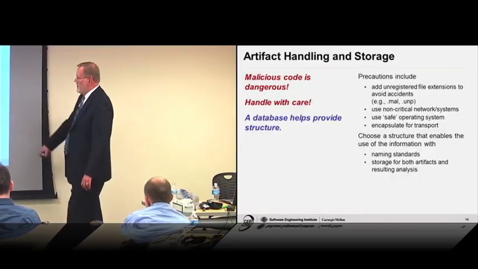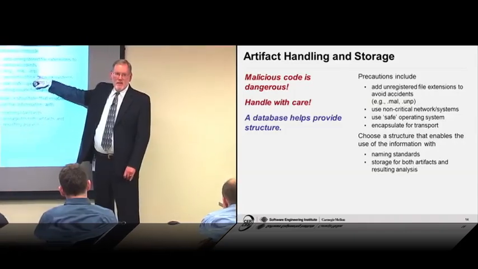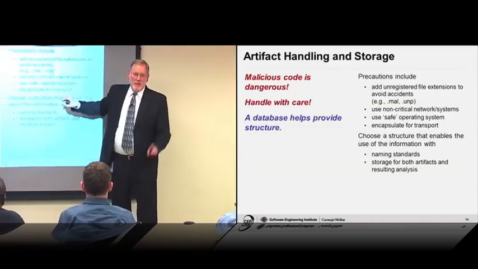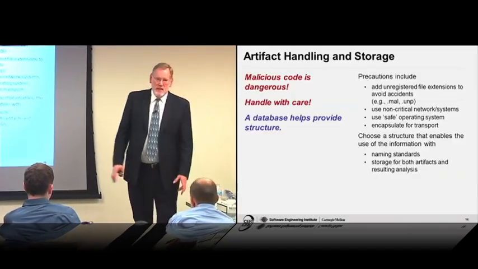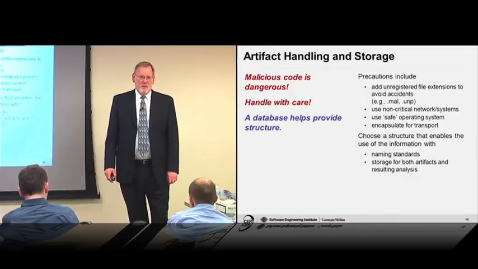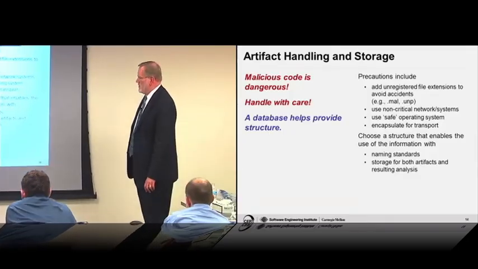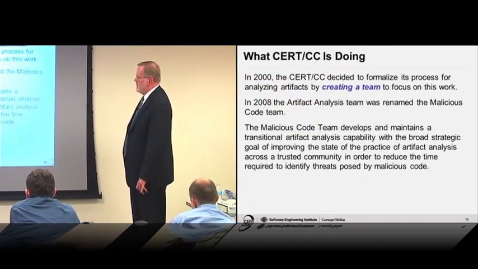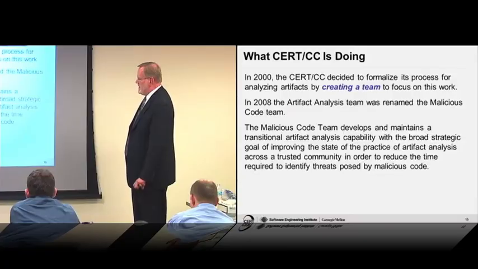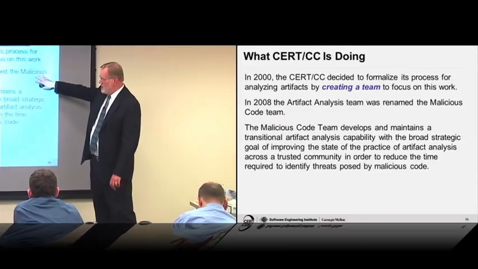Within a Windows world, you can add an extension onto them that has no meaning. So some of the, quote, automatic and helpful features under Windows are defeated. I don't think there's a .mal that's a real extension that has real meaning to an application, so that's a suggestion. So this is what we've been doing at CERT since 2000. In CERT, we created a team that was renamed the Malicious Code Team.